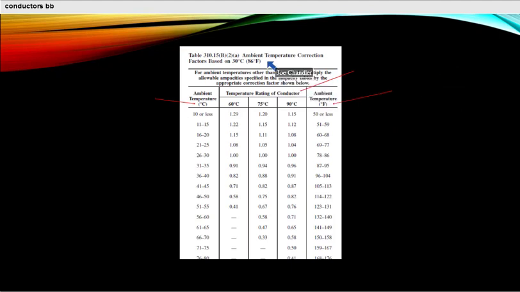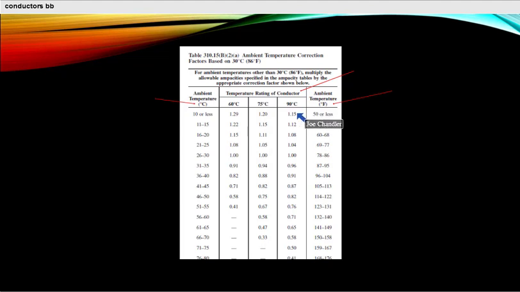So this is the table for my ambient temperature correction. Now you notice on this side is the temperature in Celsius. On this side is the temperature in Fahrenheit. And then here are my 3 temperature ratings of the conductor. Now, it makes no difference whether it's copper or aluminum. It's whatever the insulation rating is.